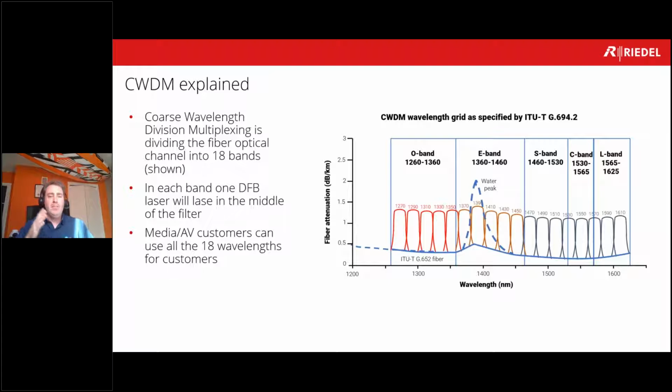So you have 18 bands, and in each one of their bands, you can send one laser. So in practical numbers, I can send 18 times 12 gig on a single fiber, which is pretty good. You have to be aware of one thing, and you see it in the graph. It's called the water peak.